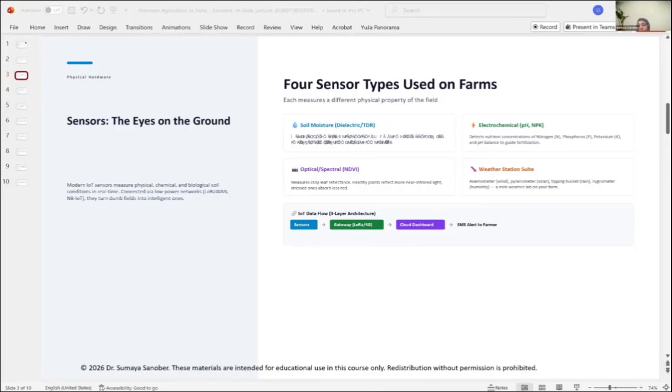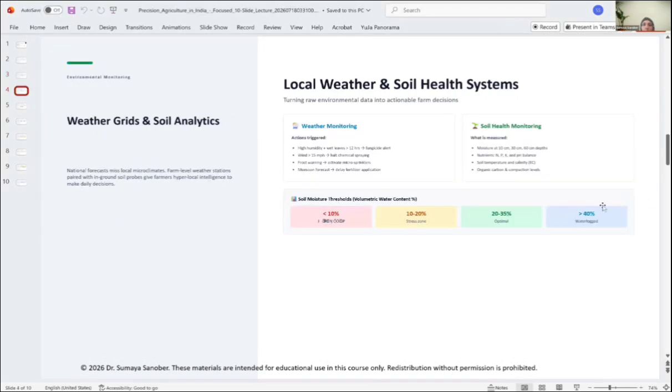How do these work? They work based on these sensors. Now, the next thing we have is something called the local weather and soil health system. National weather forecasts are useful, but they may not represent the exact conditions on one farm, right?